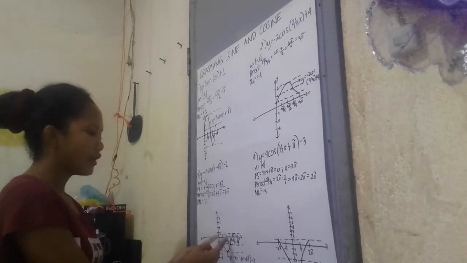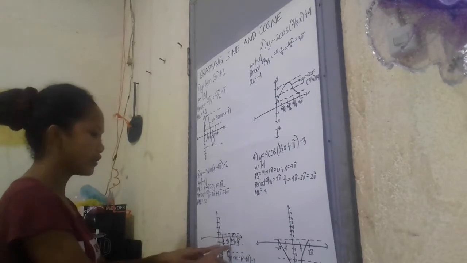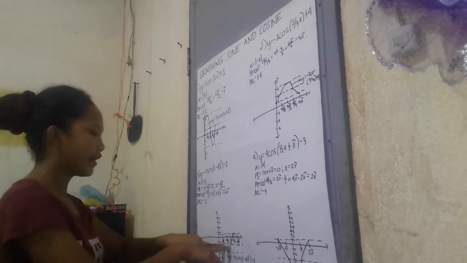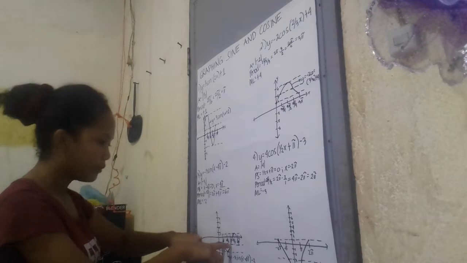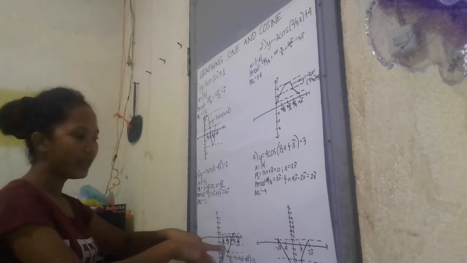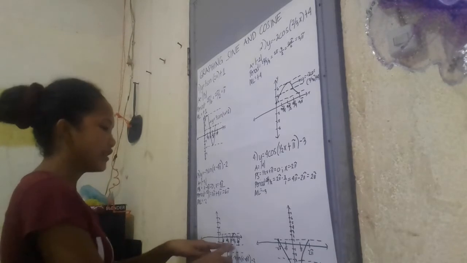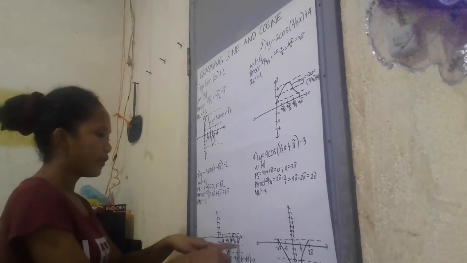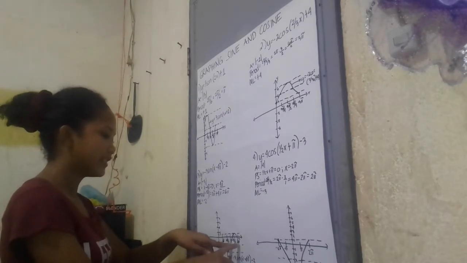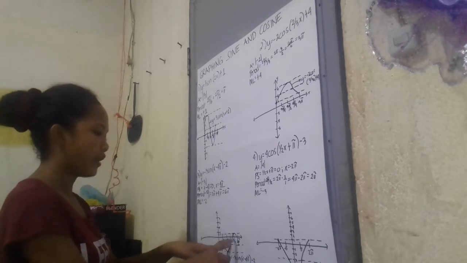Then to get the middle here, we have to add 4 pi plus 5 pi, which is equal to 9 pi. Then over 2, we get 9 pi over 2. The same goes here at 5 pi: the middle of 5 pi and 6 pi. So we get 11 pi over 2.